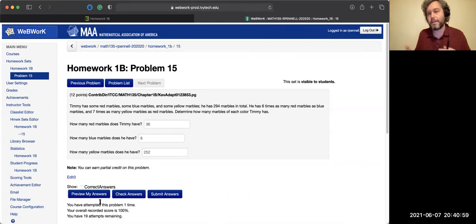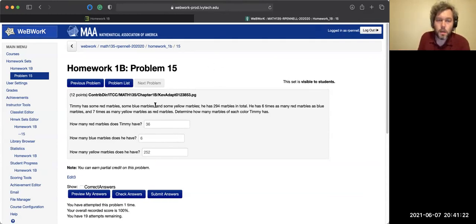Now, I would claim that this is very similar to the past 2 problems we've done, because it's a partition problem. There's no marbles which are both red and blue. They're either red, blue, or yellow. Okay? So this is a partition problem.